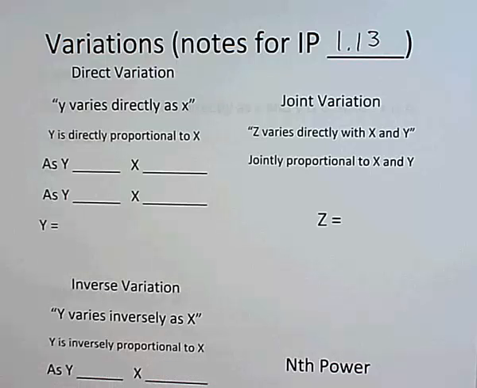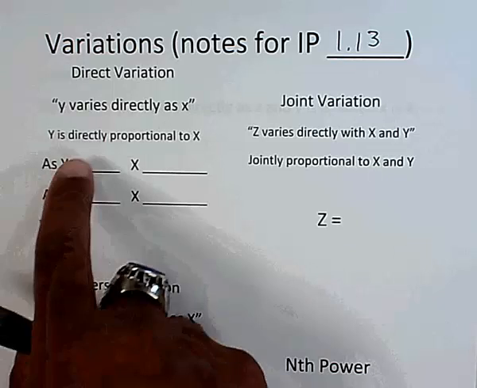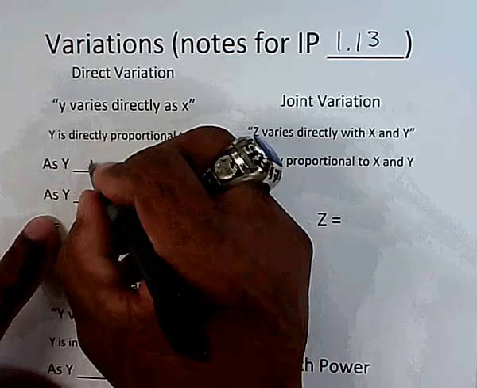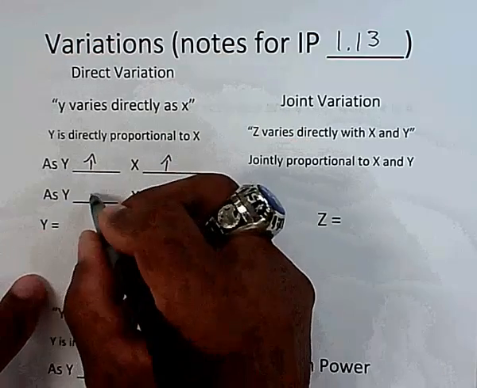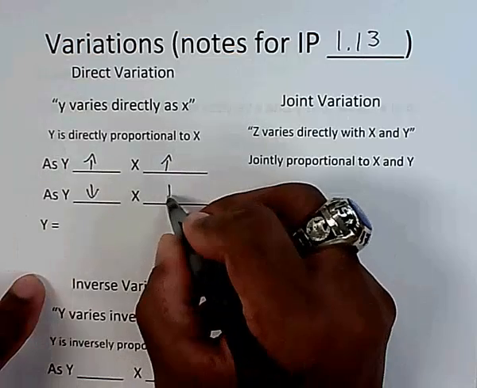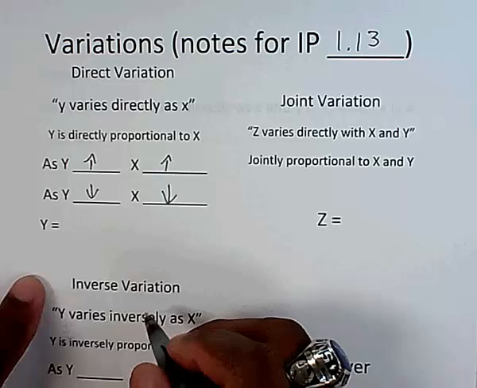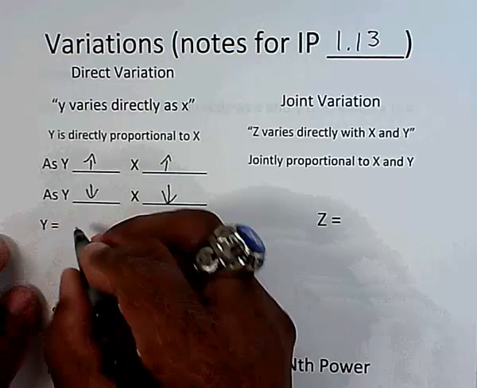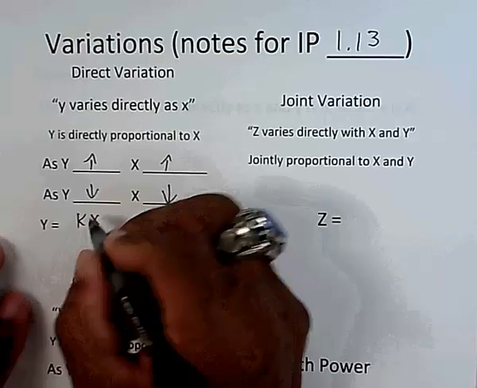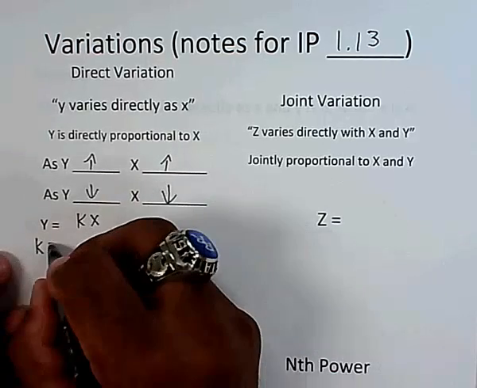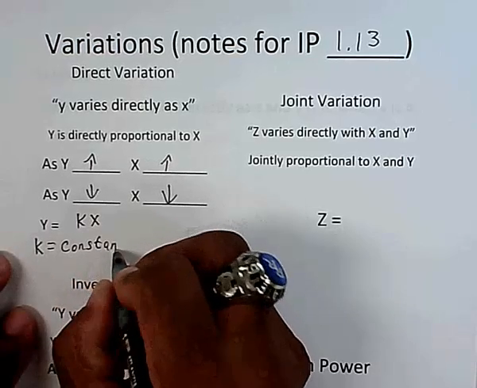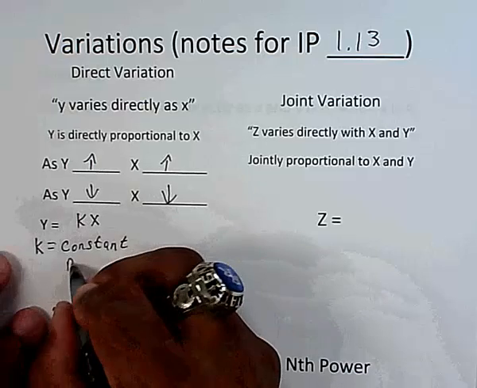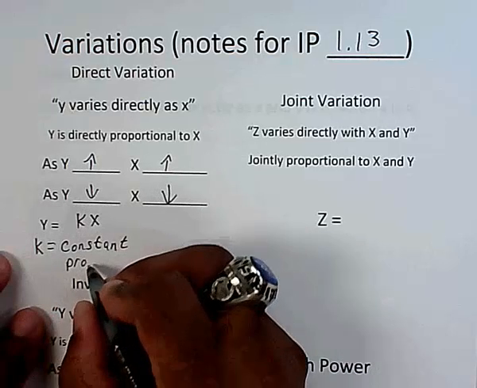Y is going to vary directly as x, meaning that they are directly proportional. As the y variable increases or goes up, the x variable is going to increase or grow. As the y variable goes down, the x variable is going to be also doing the same thing. The equation that we use for direct variation is y equals k times x, where the value k is equal to either constant of proportionality. So we're dealing with proportions sometimes.